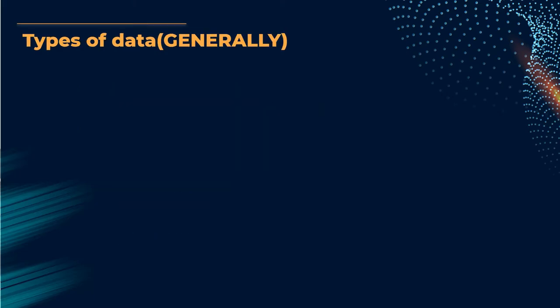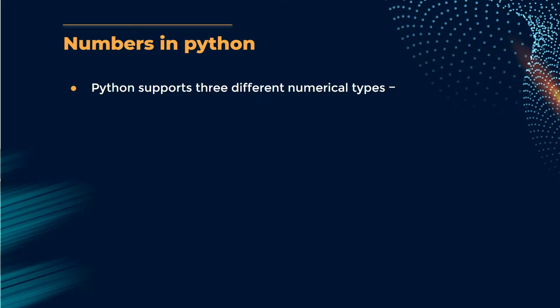Types of data: generally, what are we supposed to store in a variable, meaning what data do we have? Generally we have some numbers. We can operate on them, we can say 2 plus 3. We can write a number of complex expressions using numbers, and we can also use alphabets, words, sentences. These two are the basic types of data which come into our mind when we think of operating on some data, that is numbers and alphabets. So we'll see numbers in Python, how we can give numbers to Python. Python supports 3 different numerical types.